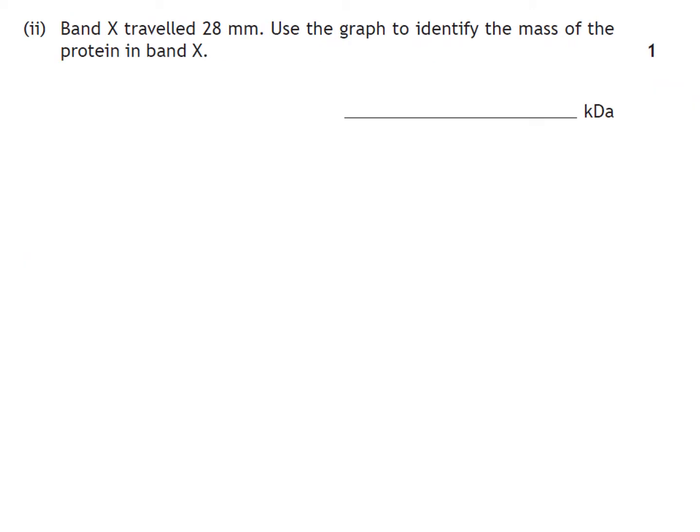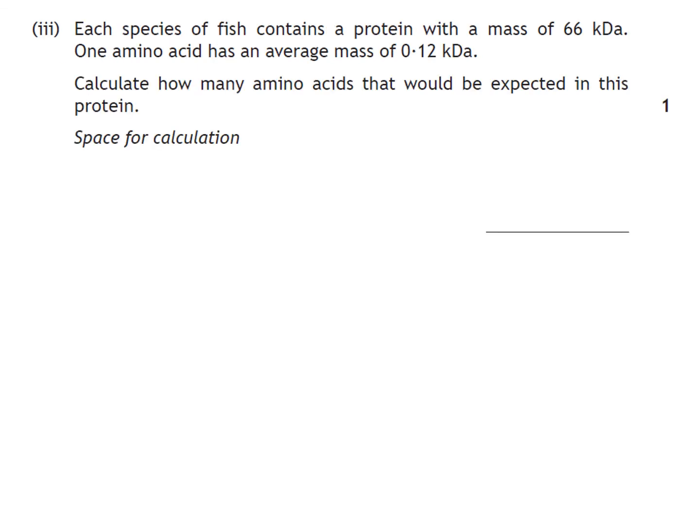Band X travelled 28 millimeters. Use the graph to identify the mass of the protein in band X. Okay, so this will depend on your graph. Depending on how easy they think it is to get a nice neat line between, you might have very little give in the mark scheme. I can't remember, so we'll check it when we get to the end. But it's from your graph, so go along to 28 millimeters, run it up, and then run it across to get the mass.